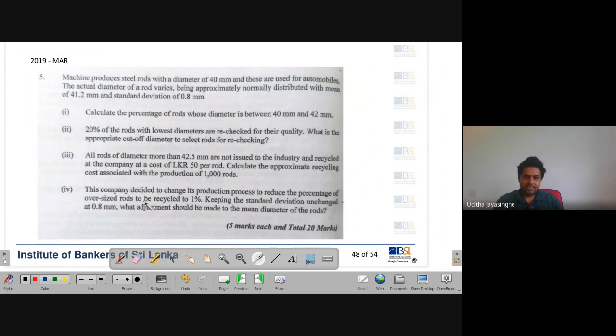Okay, this part again. The company has decided to change its production process. Why? Simply because now they're not very happy with the wastages. They want to reduce the percentage of oversized rods to be recycled to 1%. We just previously calculated that there's oversizing and certain percentages of rods are going away. Keeping the standard deviation unchanged at 0.8 millimeter, what adjustment should be made to the mean diameter of the rods? That means you calibrate your machine and the average will be slightly moving from one side to the other side.